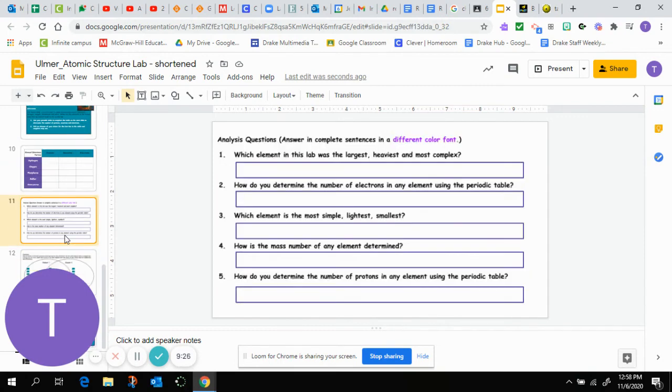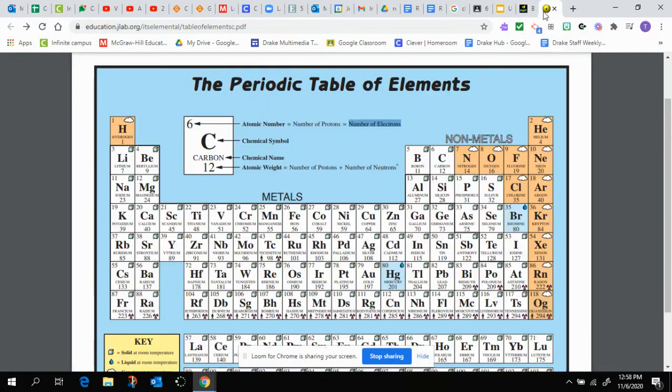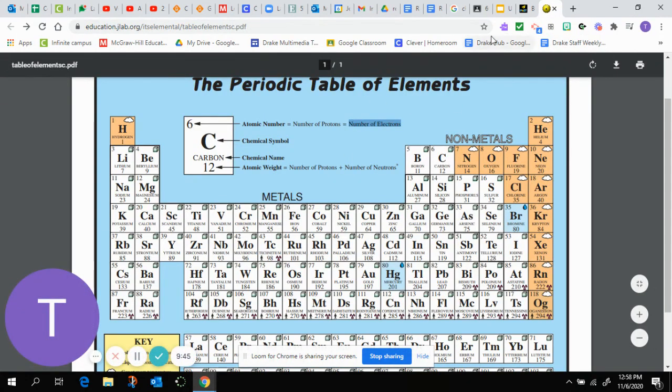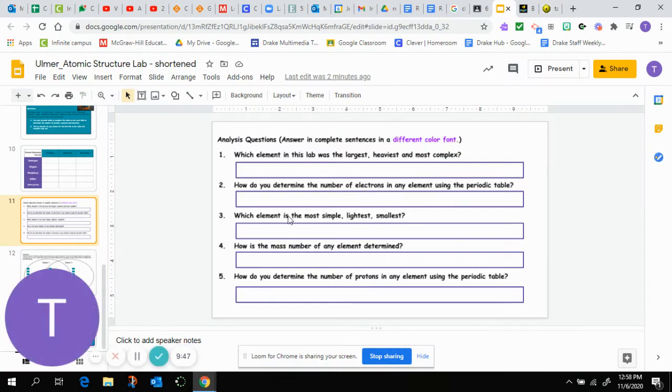Then we've got some simple questions for you to answer. Which element was the largest and heaviest? So which one had the greatest atomic weight out of all the elements that you looked at in the lab? And that includes the one that you chose. How do you determine the number of electrons using the periodic table? What information here on the periodic table tells us about the number of electrons? Which element is the simplest and lightest and smallest? That's the one that has the smallest or lowest atomic mass out of all the elements that we looked at.